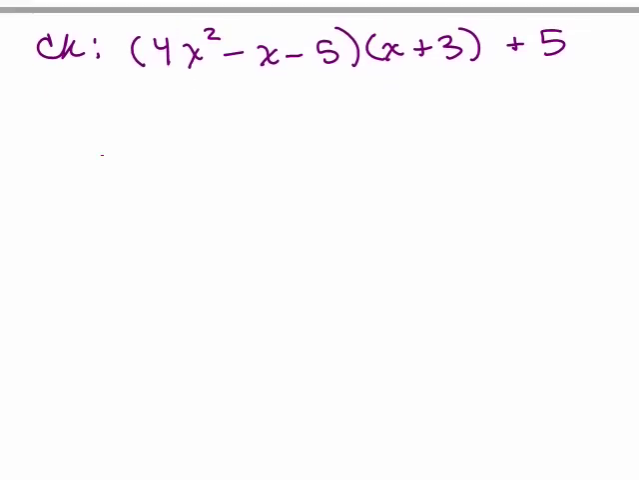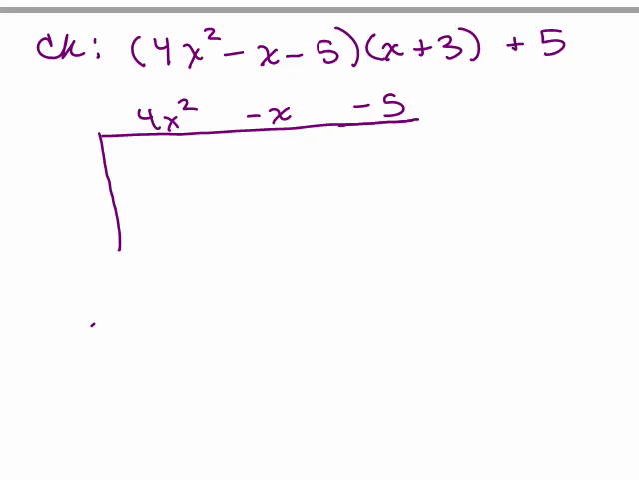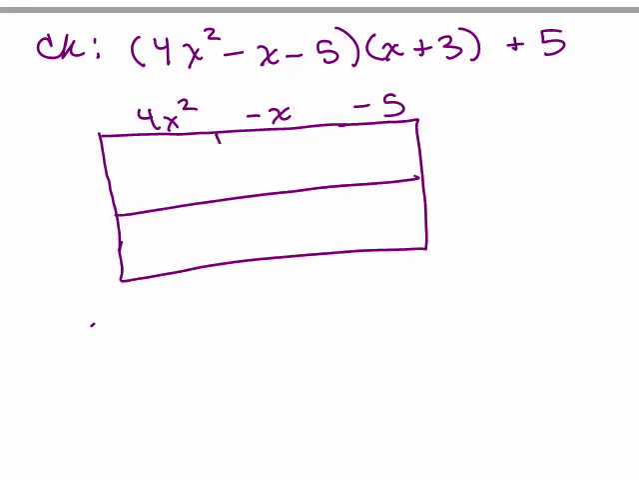By the way, long division is not fun. It takes a long time, and you will get used to it. But don't expect to get it by doing just 2 problems. All right, I'm going to use the box method. 4x squared minus x minus 5. I'm multiplying it by x plus 3.